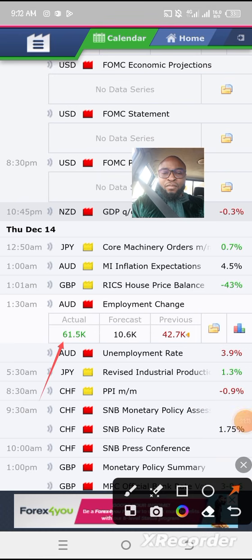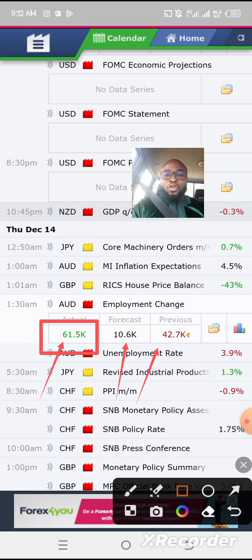This is the actual, this is the forecast, and then this is the previous. The actual is much higher than the forecast and than the previous. So if you are trading AUD USD on that fateful day, this news result is positive. It is in favor of AUD, which means AUD USD, AUD NZD, and AUD JPY will be stronger. AUD will continue moving higher, higher, and higher. It will continue going up.